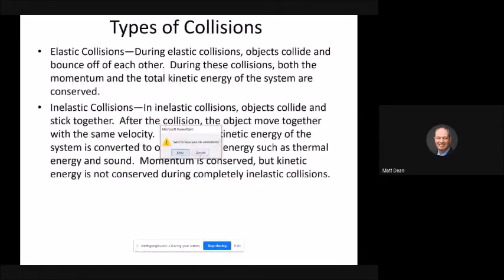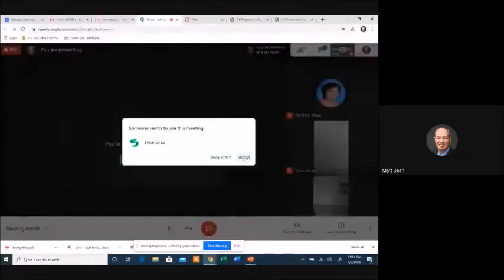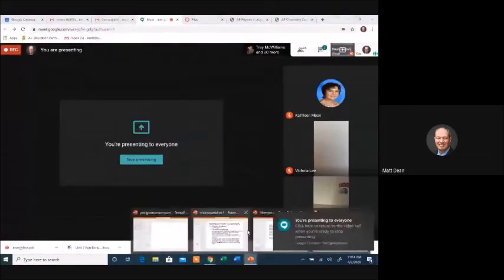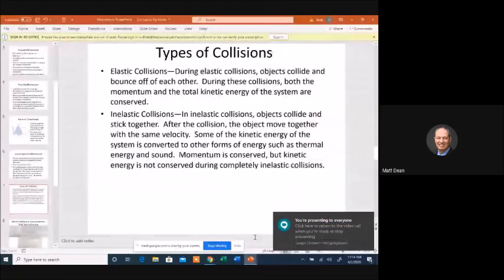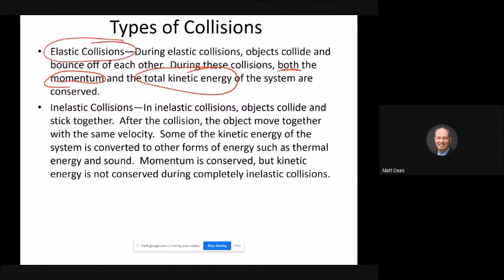We're going to talk about a couple of types of collisions. And the two main types that we'll mention in this class are elastic and inelastic. During elastic collisions, the objects collide and they essentially bounce off of each other. During these collisions, both the momentum and the total amount of kinetic energy in the system are conserved. So both those are conserved, momentum and the total kinetic energy of the system. That happens during elastic collisions.